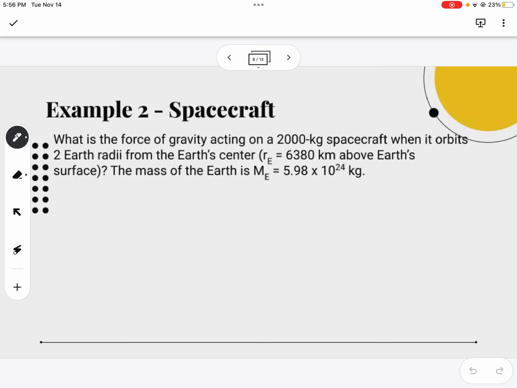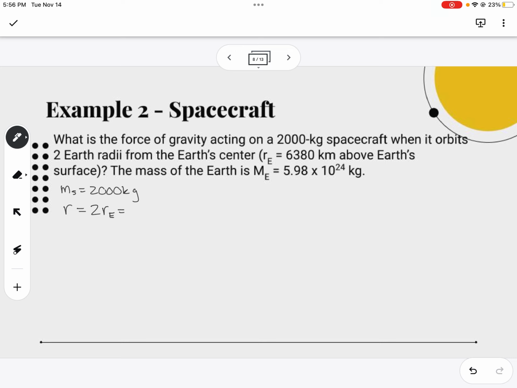Okay, example 2. We could take this to a larger macro level. So now I'm going to think about a spacecraft. What is the force of gravity acting on a 2,000 kilogram spacecraft when it orbits 2 Earth radii from the Earth center? So your R would be from Earth center to this spacecraft. They're telling us it's 2 Earth's radii.